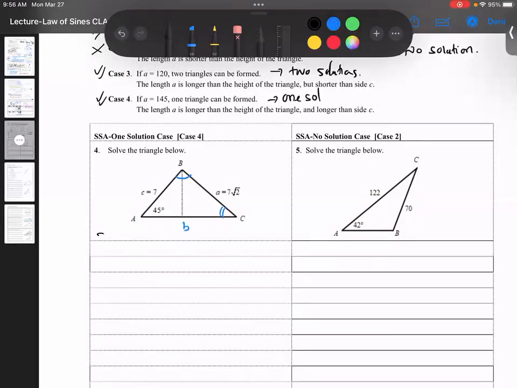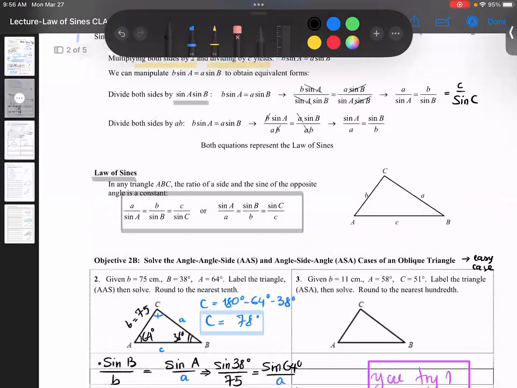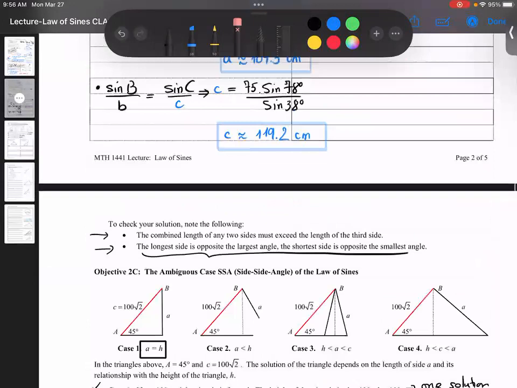I suggest you start out with just the formula, right? You can use any of the two. You can use the first two, or the last two, or the first and last. It doesn't matter, whichever allows you to solve for one of the variables.